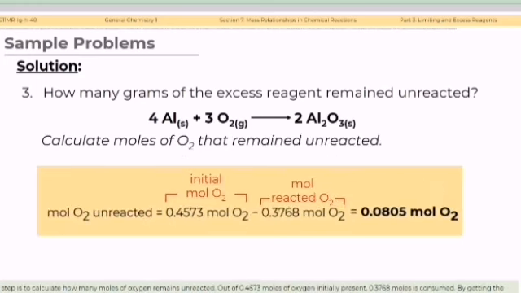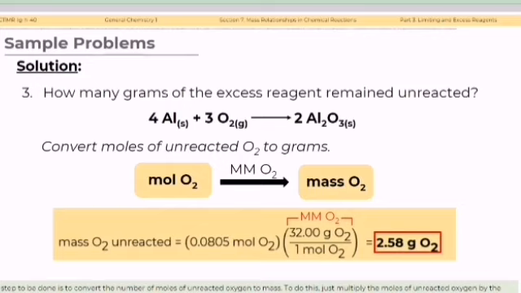The next step is to calculate how many moles of oxygen remain unreacted. Out of 0.4573 moles of oxygen initially present, 0.3768 moles is consumed. By getting the difference, we get 0.0805 moles of oxygen. This is the number of moles of oxygen remaining.